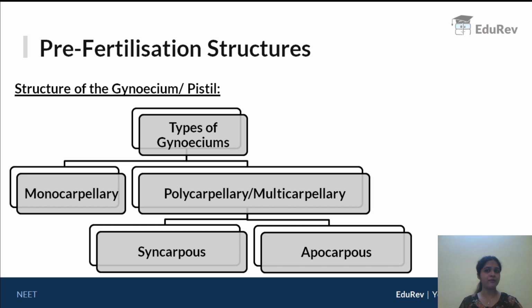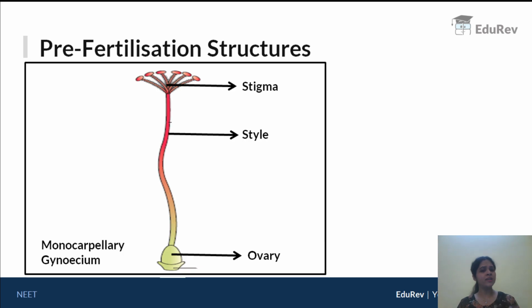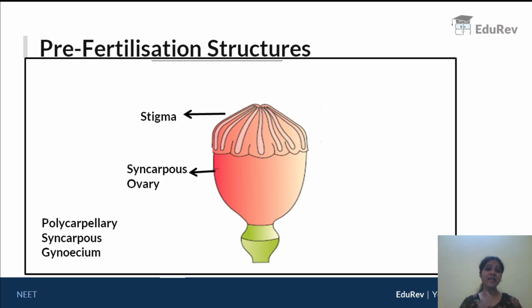Now let's look at figures of each of these types of gynoecium, starting with monocarpellary, a single carpel. The previous figure of the pistil, with a single stigma, style and ovary, was a monocarpellary gynoecium. This is a very simple form of the gynoecium. But let's take another example, polycarpellary gynoeciums. This is polycarpellary with syncarpous, which implies that all the carpels or pistils must be fused.